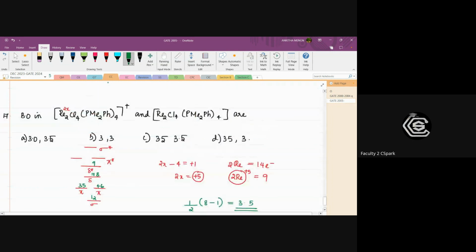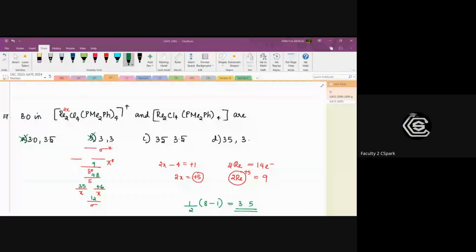Similarly, you find it for option B or option A. So it's either C or D. Now you calculate it on your own.